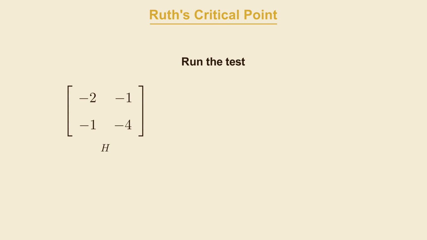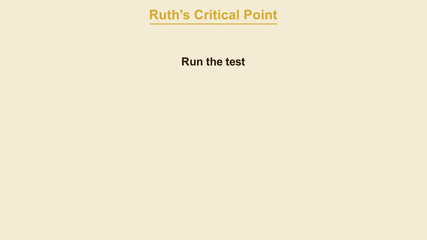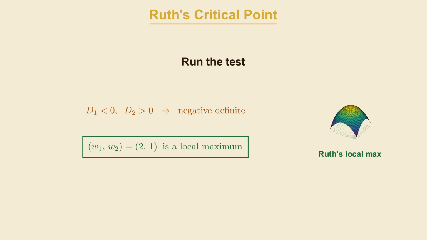The first leading principal minor is the upper left entry by itself, which is negative 2. So D1 equals negative 2, which is negative. The second leading principal minor is the determinant of the full Hessian. From the determinant subunit, the determinant of a 2 by 2 matrix is the product of the diagonal minus the product of the off-diagonal. So D2 equals negative 2 times negative 4 minus negative 1 times negative 1. That works out to 8 minus 1, which is 7. So D2 is positive. D1 is negative and D2 is positive. The signs alternate starting from negative, so the Hessian is negative definite, and the critical point at W1 equals 2 and W2 equals 1 is a local maximum.